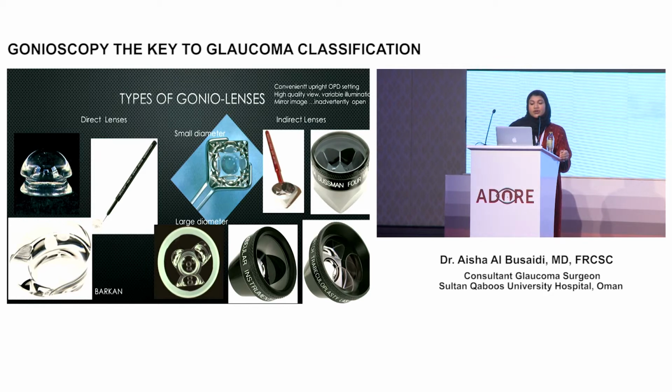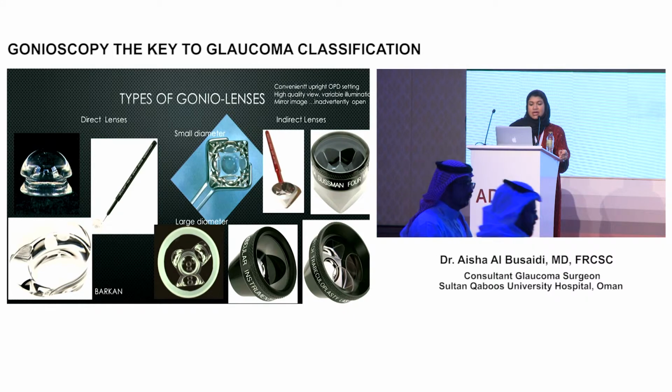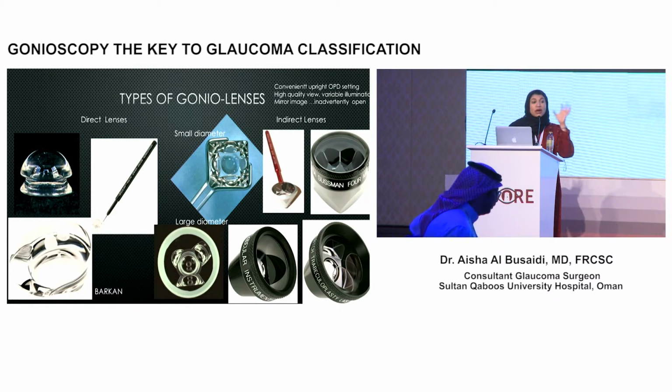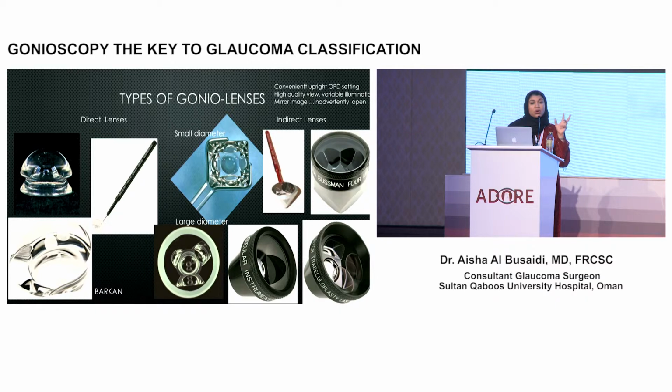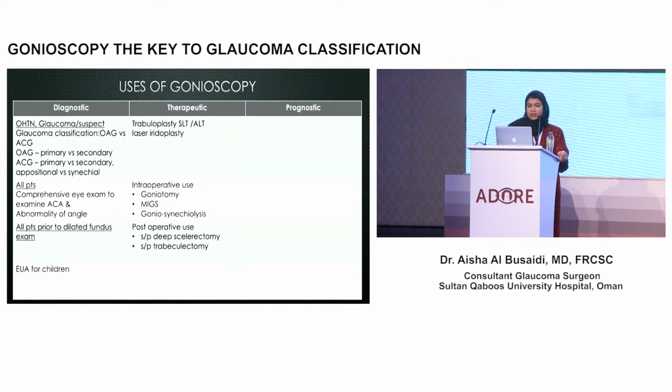All these indirect lenses are convenient to use. You have the patient erect at the slit lamp, sitting upright. You get a high quality view with the slit lamp, and you can change the illumination of the slit lamp to visualize different structures. However, you need to remember that you're actually viewing 180 degrees away from what really is viewed, and inadvertently you can cause the angle to deepen or shallow depending on what you use. If you're using a small diameter lens and you press too hard, you'll indent the eye and inadvertently open the angle. And if you're using the large diameter lenses and you indent too hard, sometimes you can even shallow the angle with those lenses.